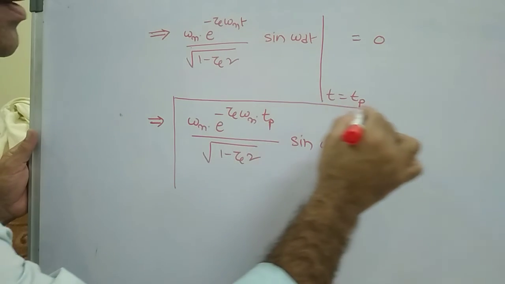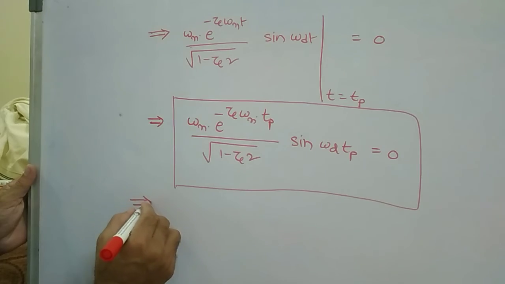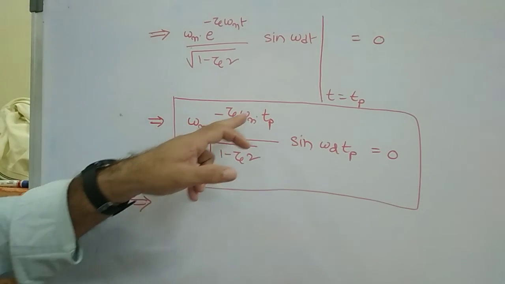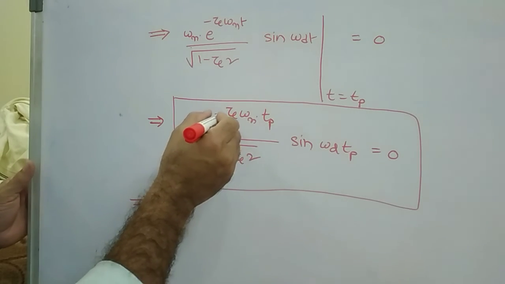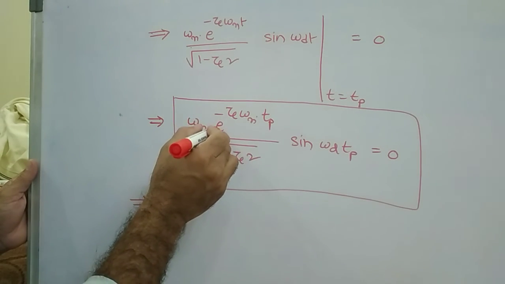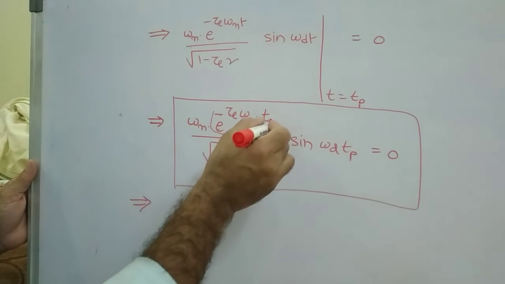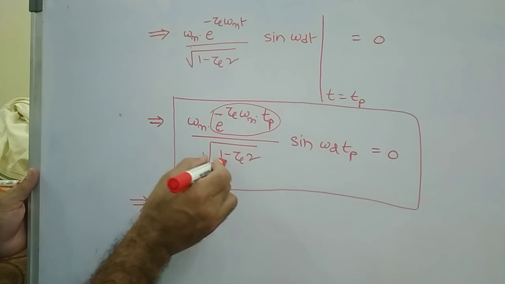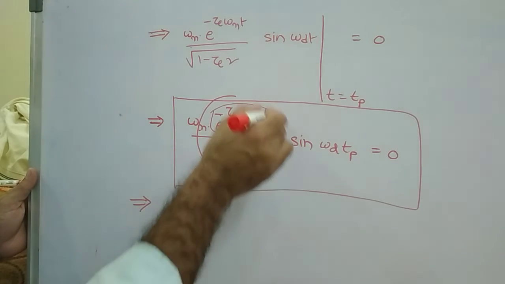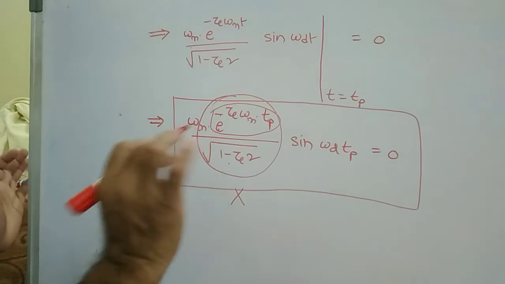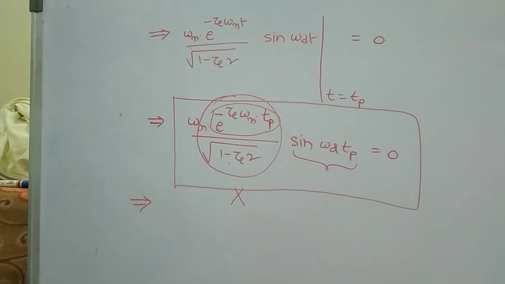That is the meaning of it. From this, let us see. This is the exponential term. All this is a product, no? This entire thing is a product. Remember that the exponential term never becomes 0: e power minus zeta omega n into tp. This is the exponential term, and it never becomes 0. This is a constant, and the frequency is also constant. Therefore, this part never becomes 0. Therefore, what is the possibility? The sine term should become 0.